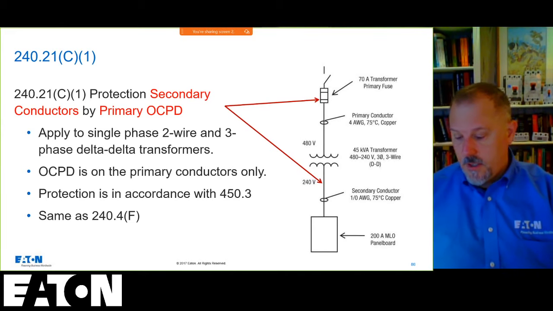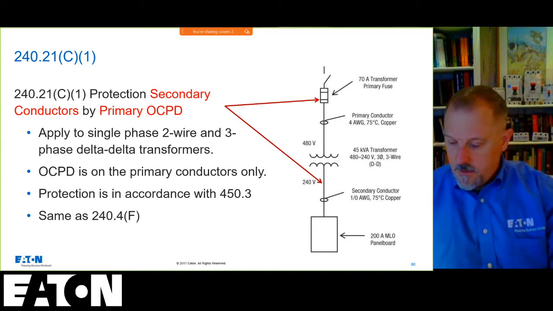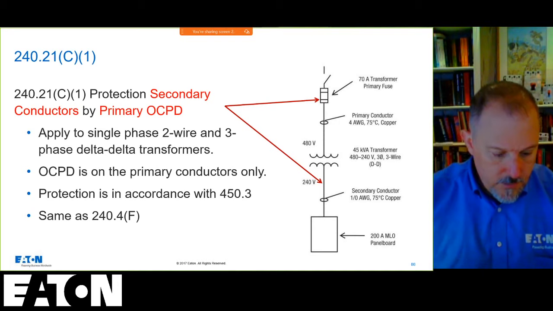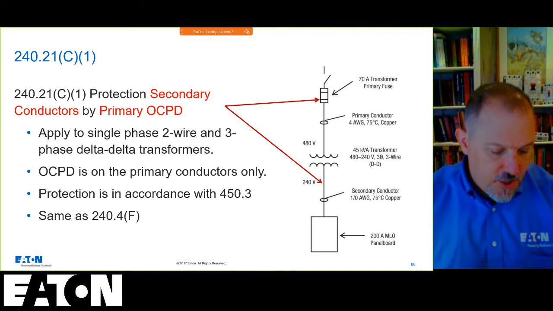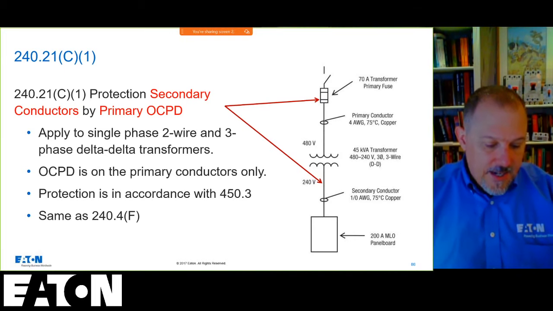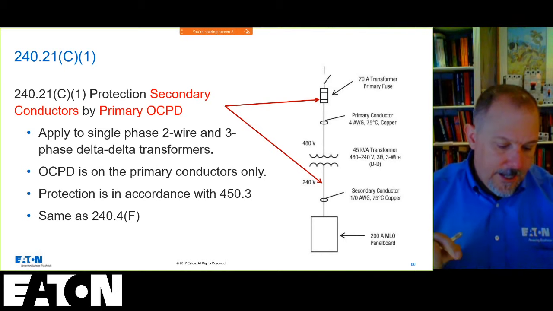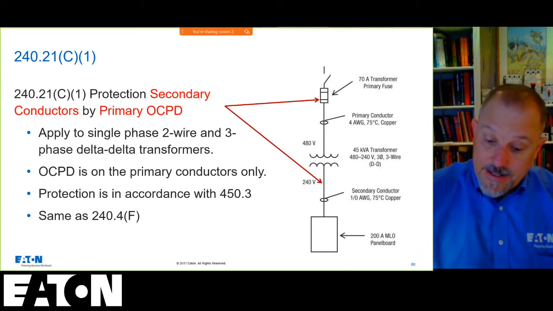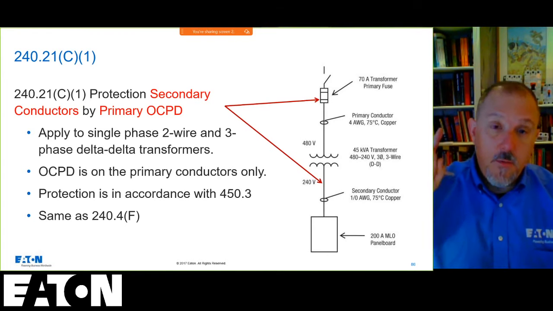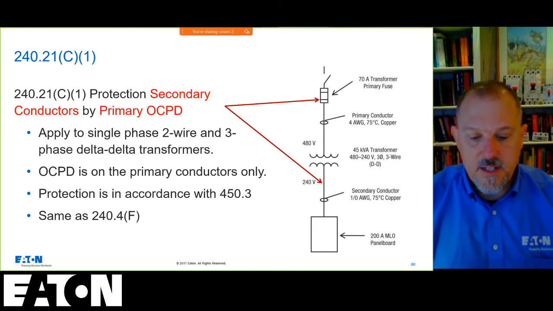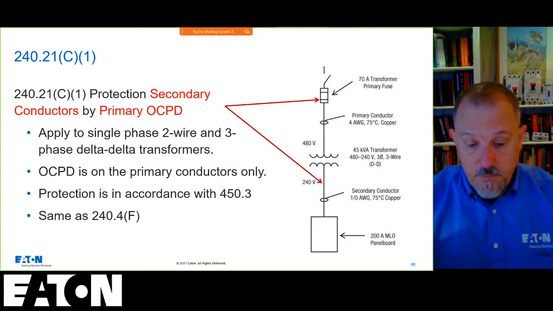So I'm at 240.21. I'm just going to open my code book because sometimes it's easier to read than the screen. My eyes, I'm getting old. And you're specifically going to go to C, which is transformer secondary conductors. So 240.21(C) is titled transformer secondary conductors, and they have C1, 2, 3, 4, 5, and 6. C1 is when you're protecting it by the primary overcurrent device, and we talked about that already. That talks about there's limited applications on when you can have just a primary overcurrent device, right?